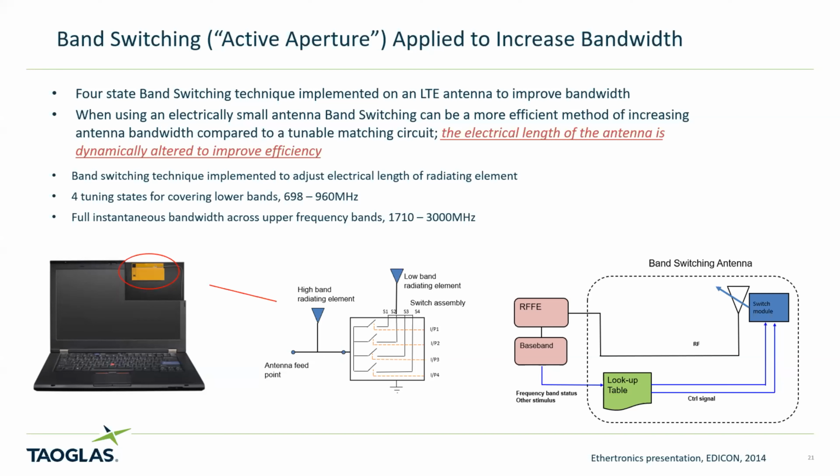So again, it's a pretty complex design process. That being said, once it's done, you just have an antenna structure, a 4-port switch with some passive inductors or capacitors, a lookup table, and a connection back to baseband. Baseband is commanding which frequency band to tune the antenna for.